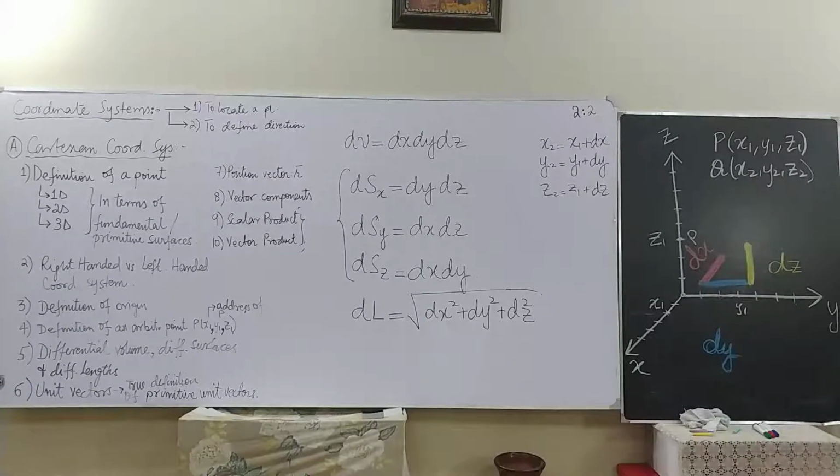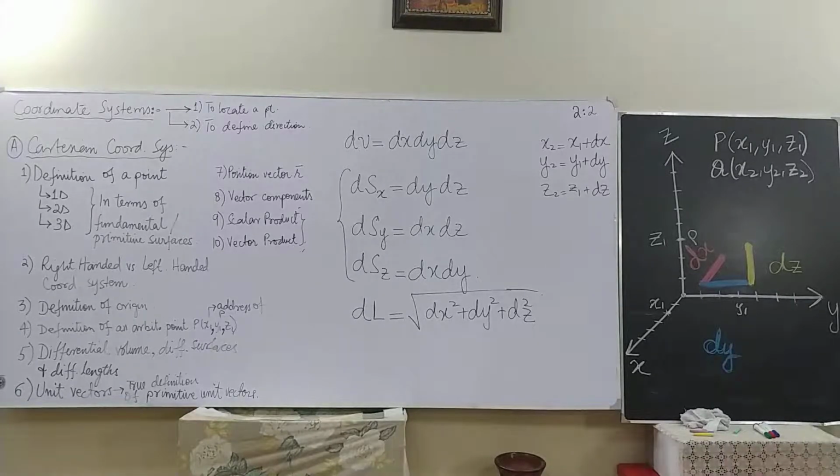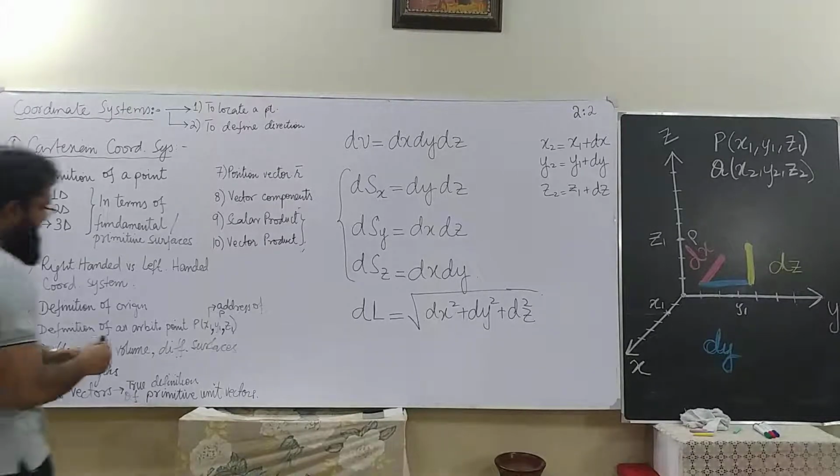Now point number 6, unit vectors. If I ask any student, what is a unit vector, he would simply say a vector which has got a unit magnitude. Okay, that's true, but I'm not talking about any vector, any unit vector.